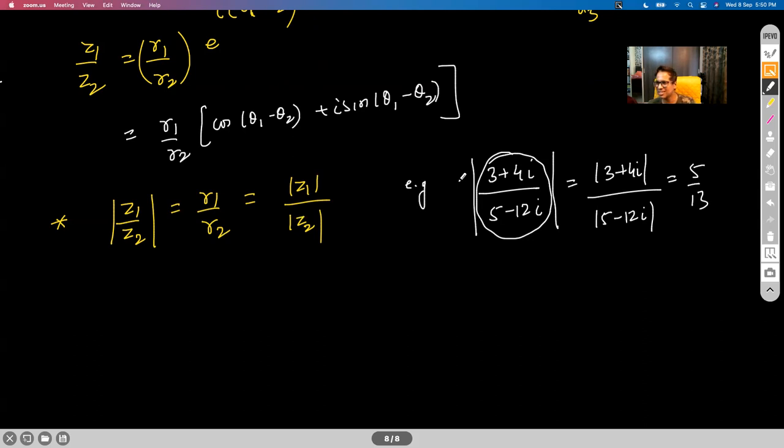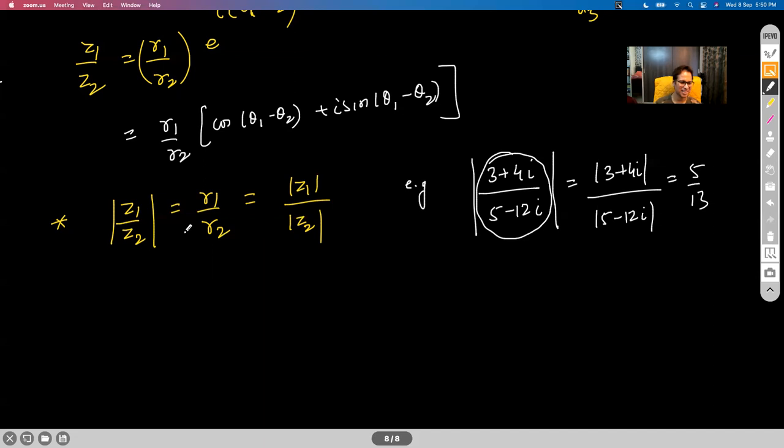Are you getting my point? Same is true for the modulus of z1 into z2. So z1 into z2, if you're multiplying it, don't waste time multiplying it. If you want to find out the modulus of the product, just take their moduli individually, multiply them, and the game is over. Don't convert it to a single complex number and then find its modulus. Are you getting my point?